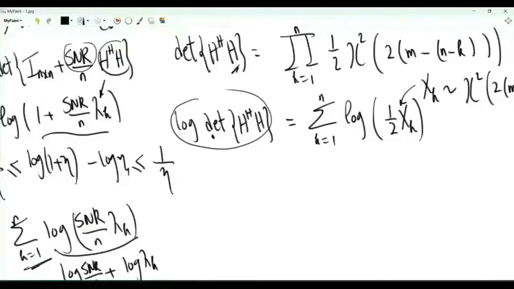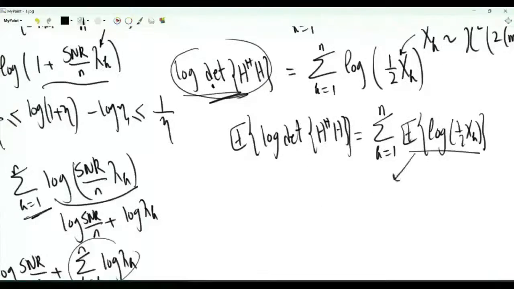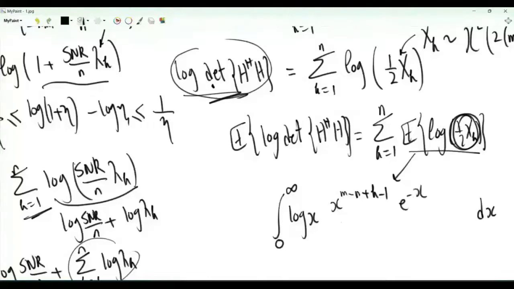Typically, when we study these quantities, we are interested in averages. So what is the first moment of log determinant H Hermitian H? By the linearity of expectation, the expected value of log determinant H Hermitian H is summation k from 1 to n, the expected value of the logarithms of these random variables. This expected value is the integral of small x from 0 to infinity of log x times the PDF of 1/2 xk. The PDF of this random variable is x to the power m minus n plus k minus 1, e to the minus x, over (m minus n plus k minus 1) factorial.